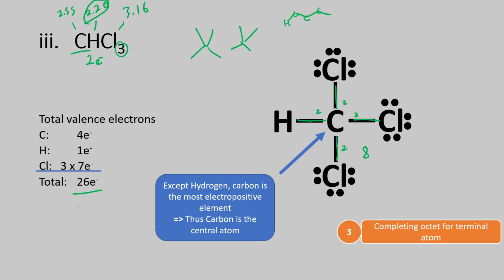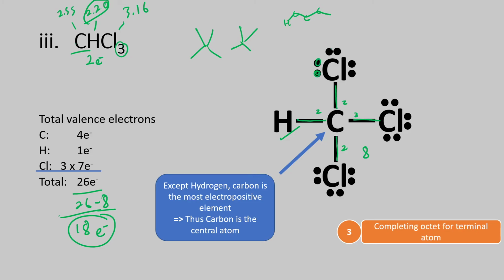So 26 tolak 8 should be 18, kan? Okay, and then you use this 18 electrons you taburkan ke keliling punya atoms untuk complete dia sebagai octet. Okay, hydrogen dah tak tambah sebab dia only boleh ada 2. So hydrogen dah complete. So you have 18 electrons, you isikan, bagi penuh.